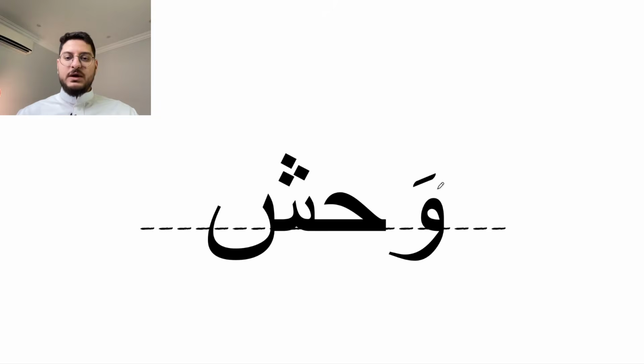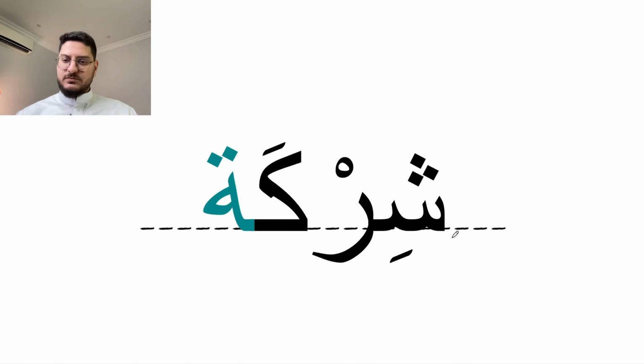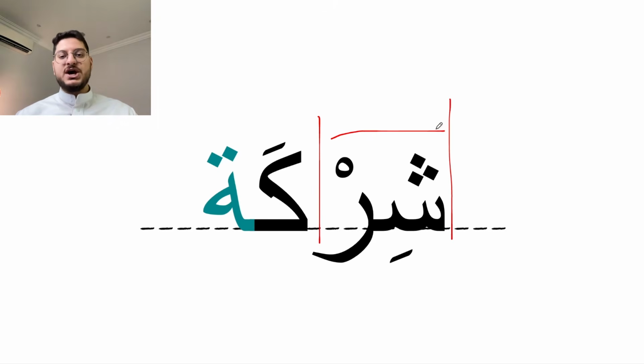Next one, we have wa at the beginning, and then ha, running out of breath with no vowels, so it's wah, and then I see the sha with no vowels as well, so it's wahsh, and wahsh is a beast. Next one, let's split this into two syllables because we have two vowels. The first syllable is, we have a sha with a kasra, so it's shir, and again this is a circle, not a dot, so this is ra with no vowels. Shirka, and shirka is a company.